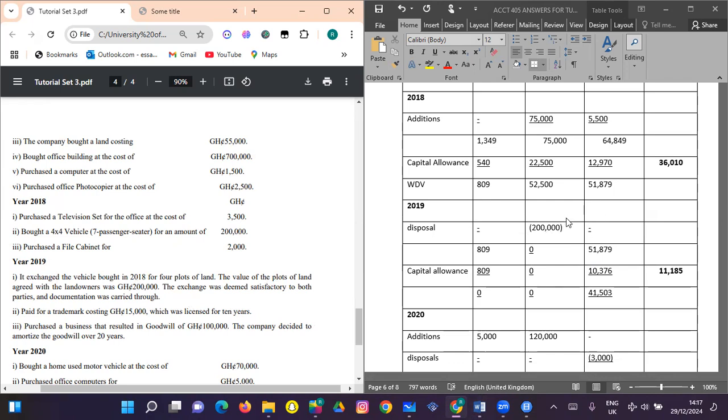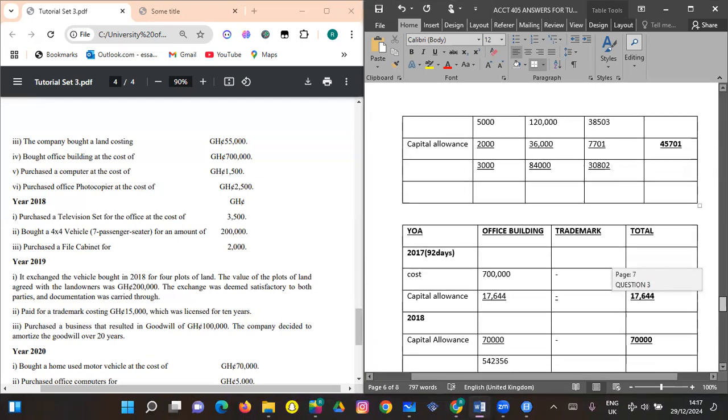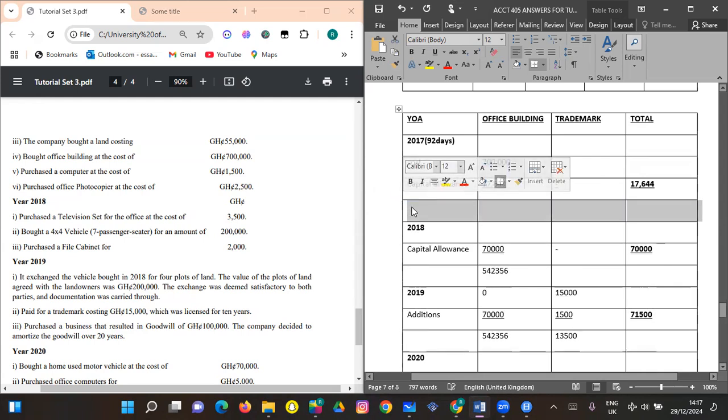Then, wait, let's look at the land and building side for 2018. Okay, nothing was done in there. So we just compute our capital allowance for the year 2018. That's it, and it's only on the office building, right? So 40% on this. Why didn't you write? Okay, still 10% on this. It's still on the first. So let me try and bring down the written down table.